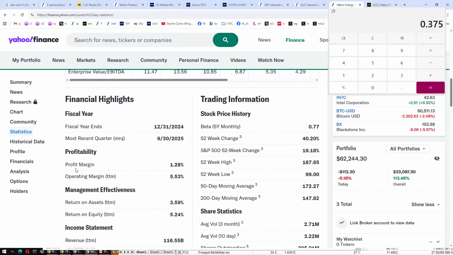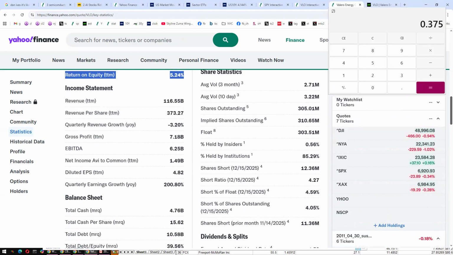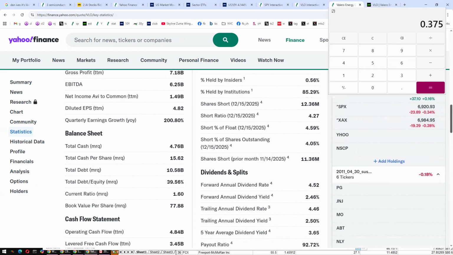So the profitability of Valero isn't very good. The profit margin is only 1, and the return on equity is less than half of what we're looking for. So it's not a very efficient company. There's a lot of competition. They have razor thin margins. But they're going to get a lot of business from this Venezuela deal.